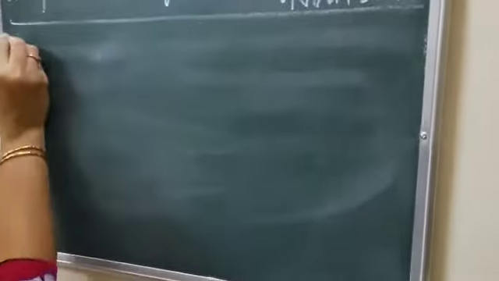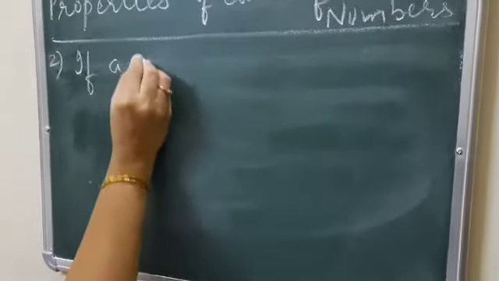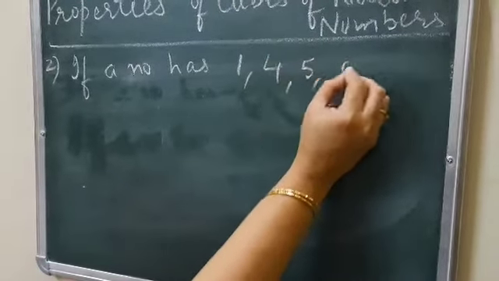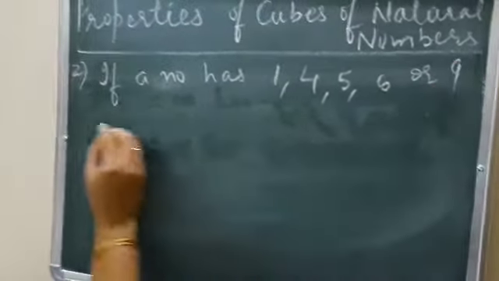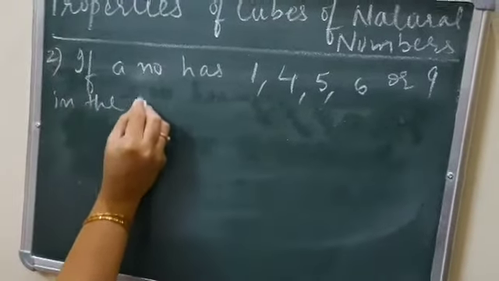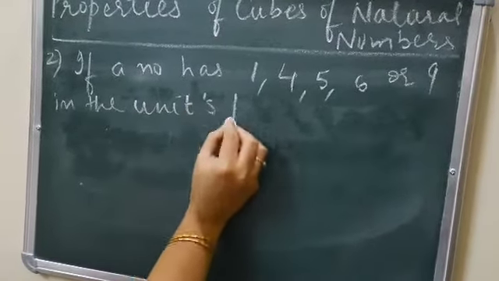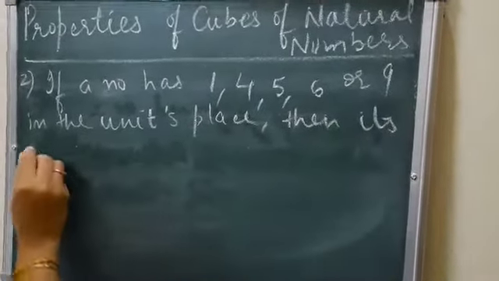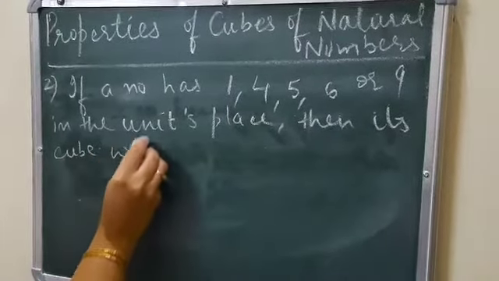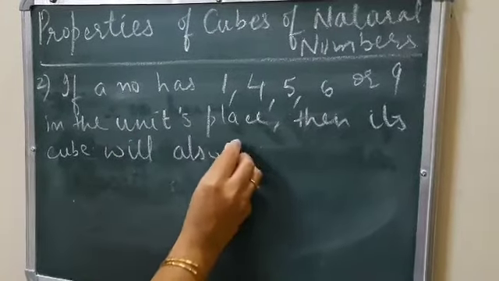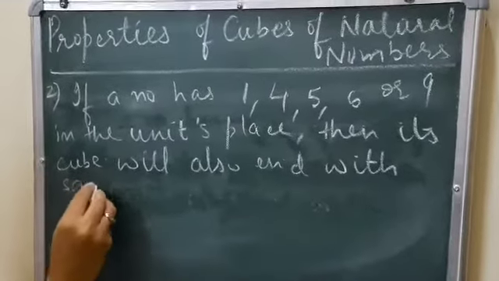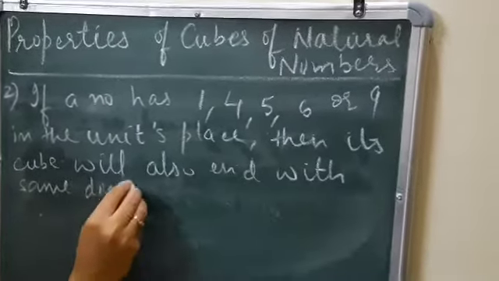The second property: if a number has 1, 4, 5, 6 or 9 in the units place, then its cube will also end with the same digit. That is, if it is 1, then the cube will also end in 1. If it is 4, the cube will also end in 4.